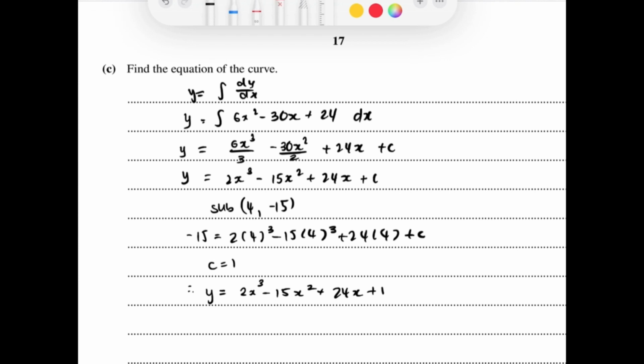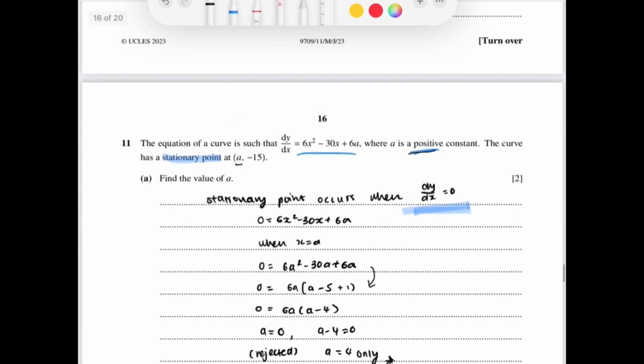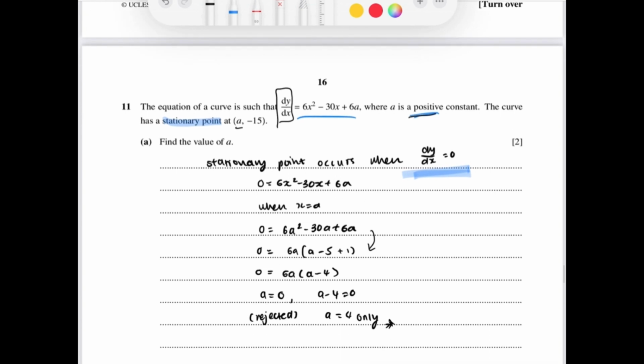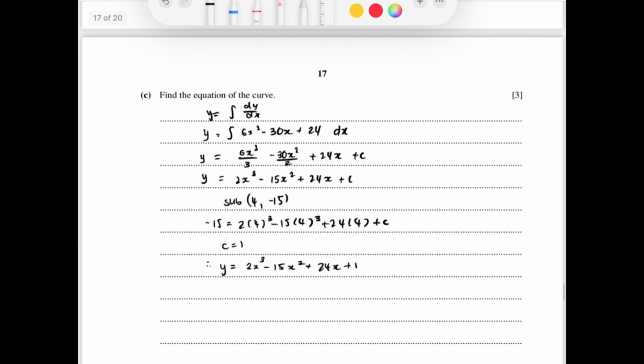So C, find the equation of the curve. What are we given? We're given the differentiation of the curve. So to find the curve equation, we know we just have to integrate. So integrate it, you get your plus C.